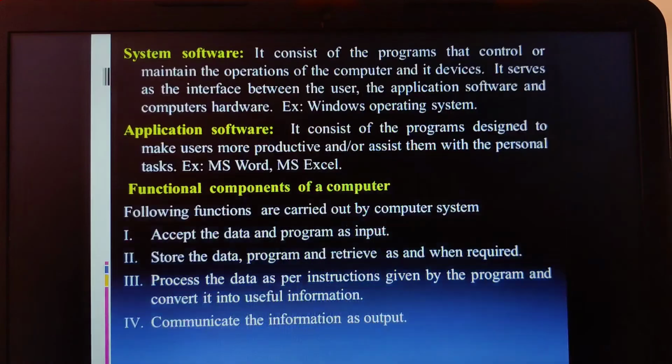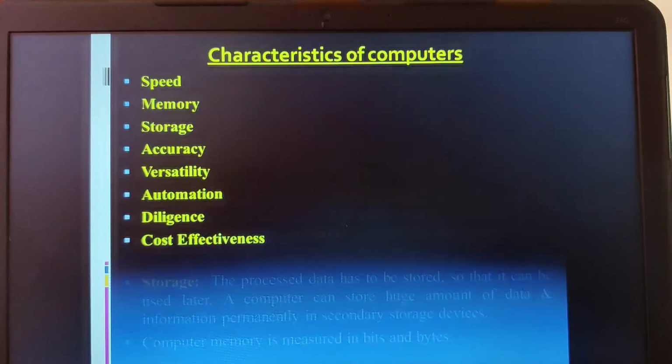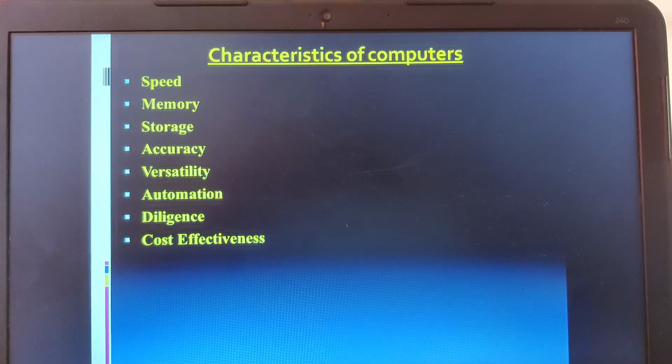Moving on to the next characteristic, that is diligence. So what happens in the case of diligence? The computer will perform almost any task and it doesn't suffer from human traits like tiredness or lack of concentration. Suppose a human being works for almost 7 to 8 hours, at the end of the day obviously they will be tired and will not have the same concentration as at the beginning of the day. But it doesn't happen with computers at all.